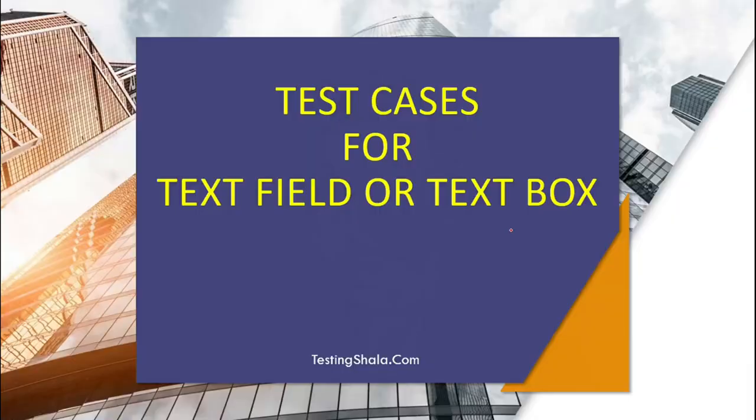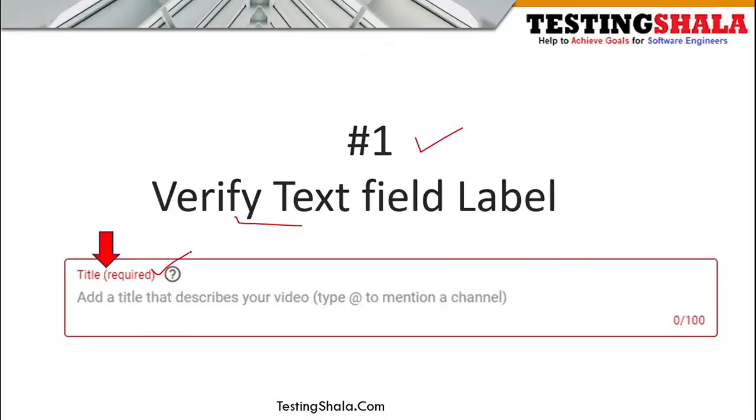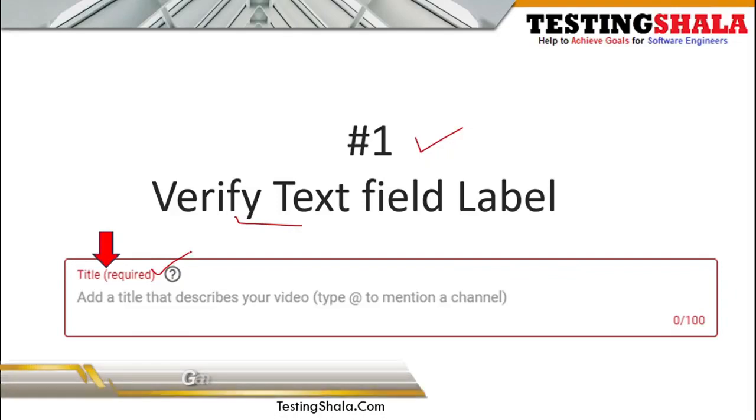So in this video, I'll be discussing how to write the test cases for a text field or a text box. So in this video, I will be covering very important test case scenarios. The first test case, if you can see here, is to verify the text field label. Every text field or a text box should have a clear and meaningful label in order to identify that text field or a text box.